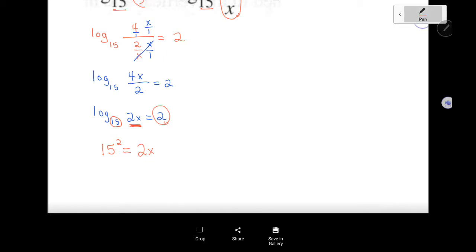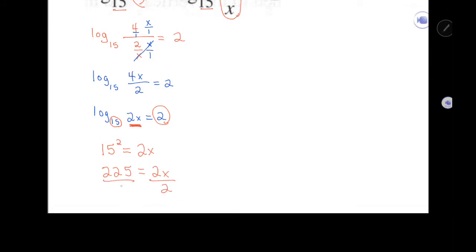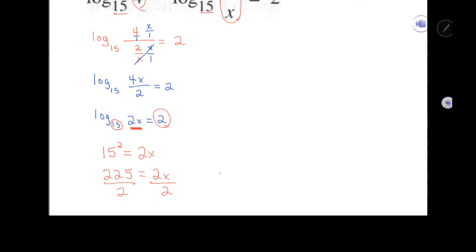Okay, well, 15 times 15 is 225. And that's supposed to equal 2x. Well, x must be pretty good sized. So I'll divide by 2 on both sides to find out what x is going to be. And when I divide 225 by 2, it turns out that it's 112.5. So x is equal to 112.5.